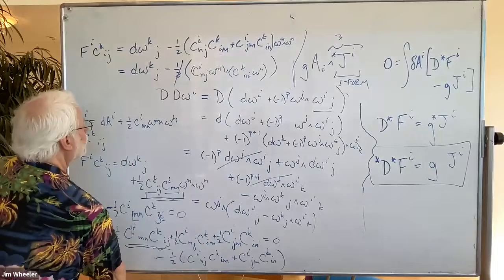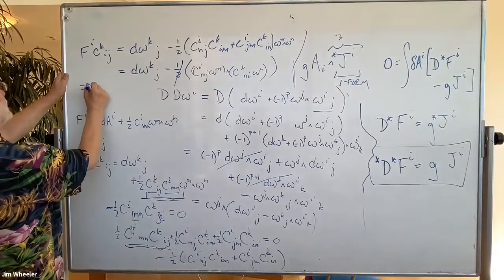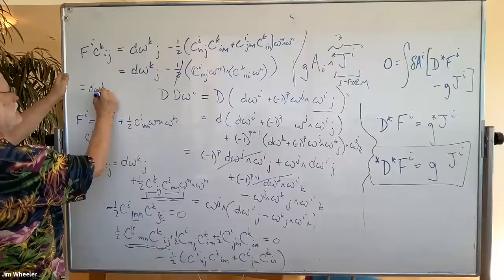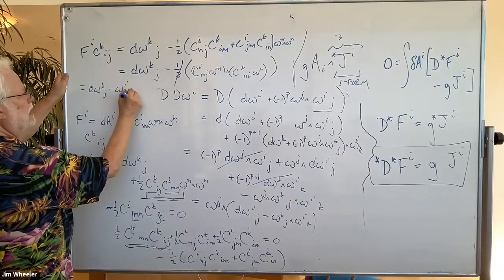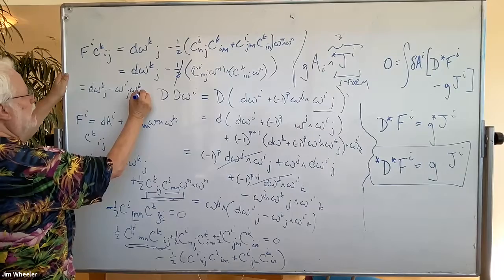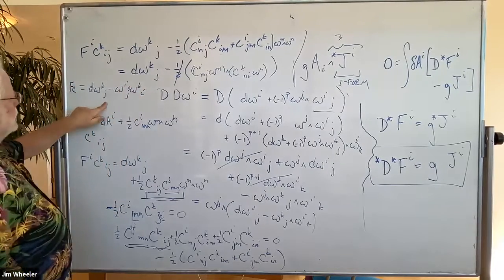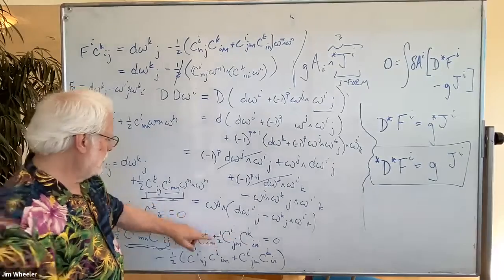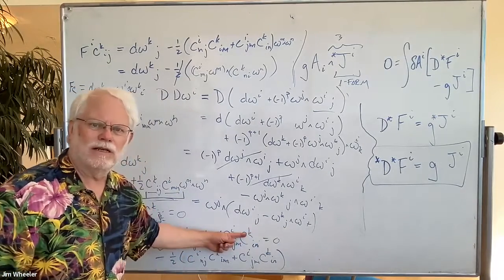And so finally, F on a C is D omega K J minus omega I J omega K I with a wedge. So that's exactly what we got down here.